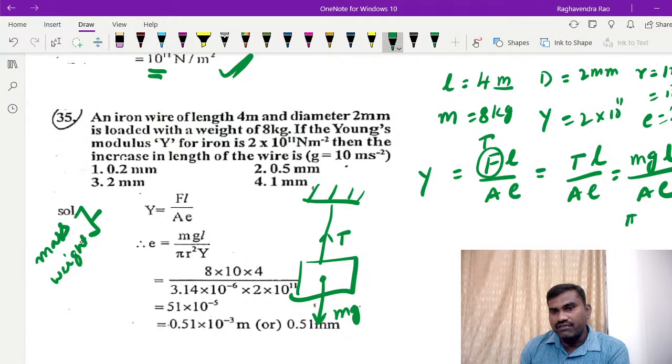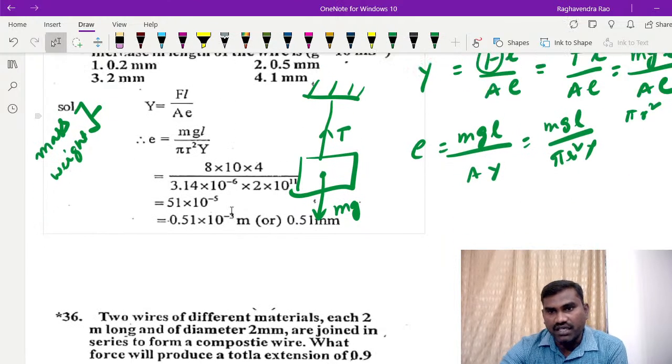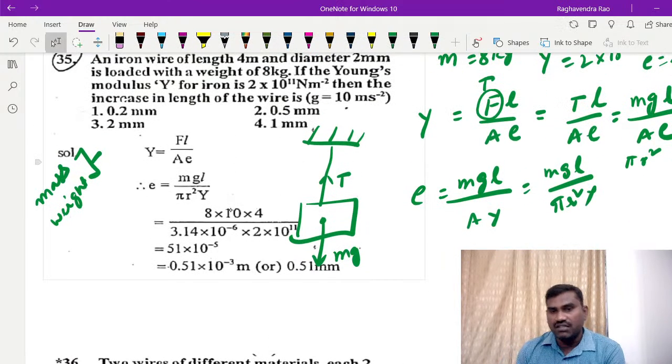area of cross section, we need to take pi r square. So pi into r value 10 power minus 3 meter, 10 power minus 3 whole square, that is 10 power minus 6. Elongation value we need to find. So elongation is equal to mgL by A into Y, that means mgL by pi r square into Y. By substituting values, we can calculate the value of elongation. That elongation is 0.51 mm.